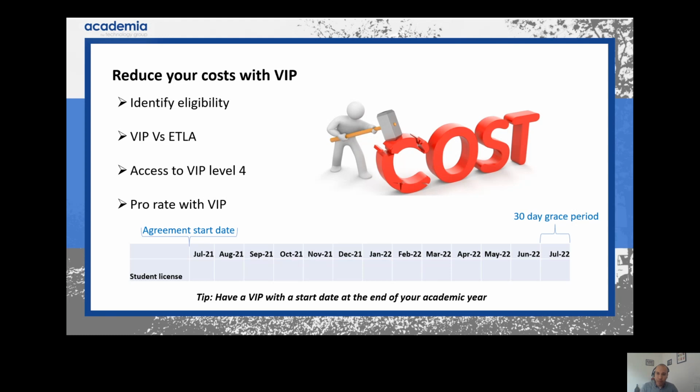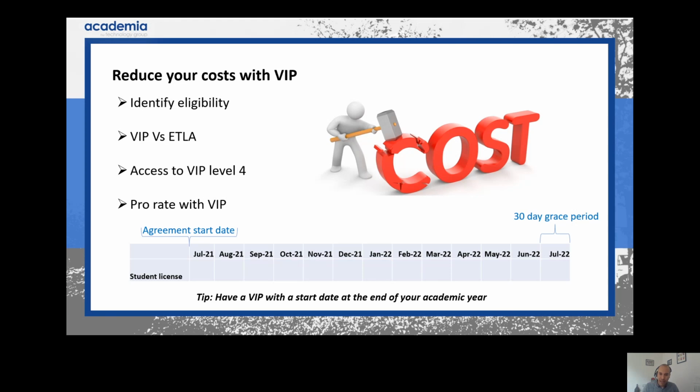VIP agreements, I mentioned a couple of slides back, are tiered levels 1 to 4. We can help you get to level 4, even if your requirement doesn't get there. So 100 licenses is what gets you onto level 4, or 100 licenses plus. Even if your requirement is less than that, we can ensure you get to level 4, benefit from that pricing at no additional cost. But this is probably a real big point, with the exception of eligibility on this slide.